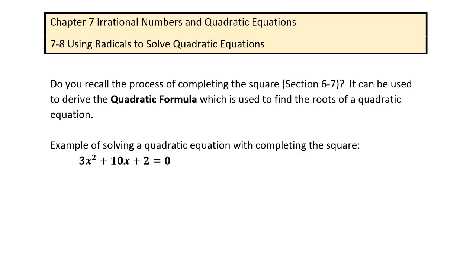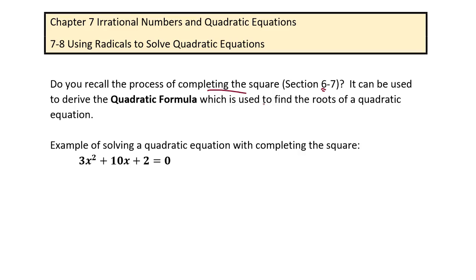This video is for lesson 7-8, using radicals to solve quadratic equations. Back in chapter 6, we learned a process called completing the square, where we were able to take a trinomial that was not a perfect square trinomial, and by changing it into a perfect square trinomial, we could factor it. And that allowed us to do a variety of things, like solve an equation.